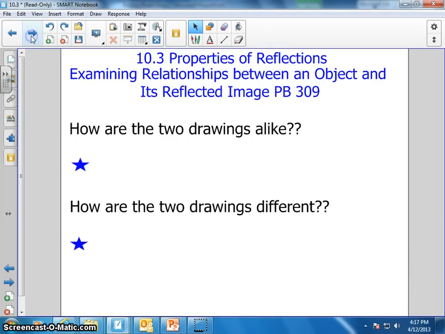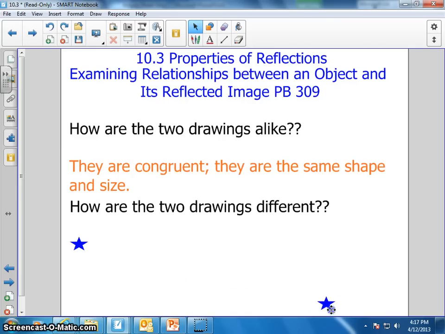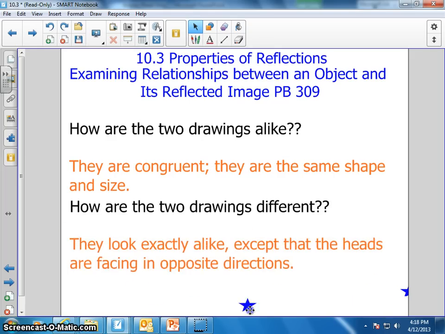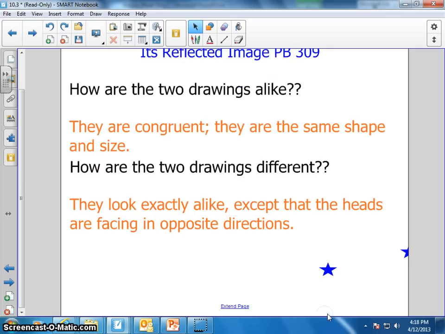Okay? How are the two drawings alike? Well, they're congruent. They are the same shape and size. So we don't change the size, and it still looks the same shape-wise, right? But the only difference is that the heads are facing in opposite directions. So it's like a reflection, a mirror image.